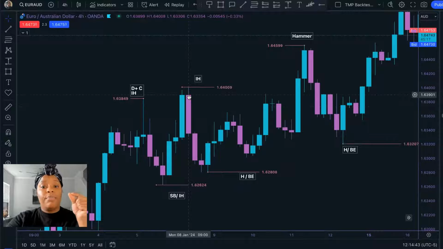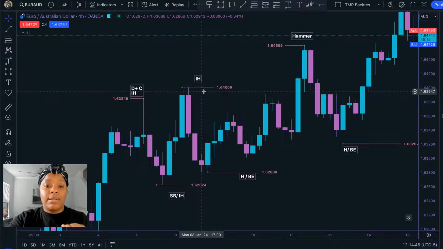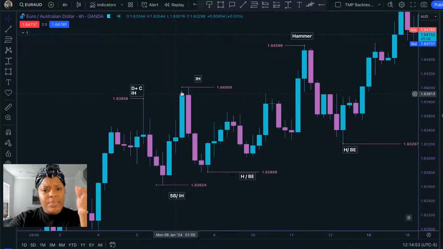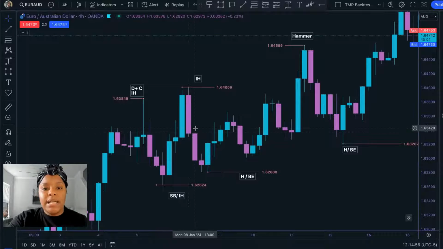Price goes up to $1.64009, pushing past the previous high. And this is how we know that the buyers still have control, because price went up. But then we see this bearish candlestick and we say, okay, this could be where price pulls back.